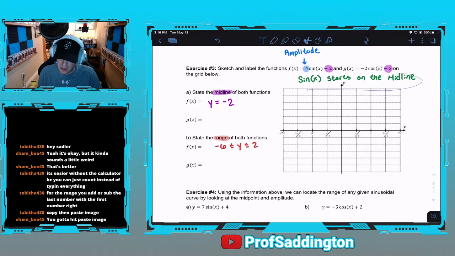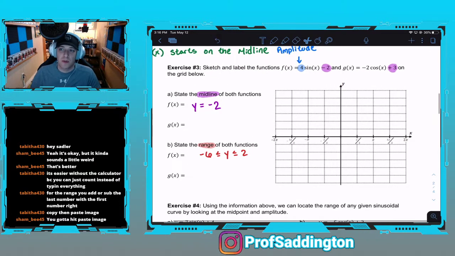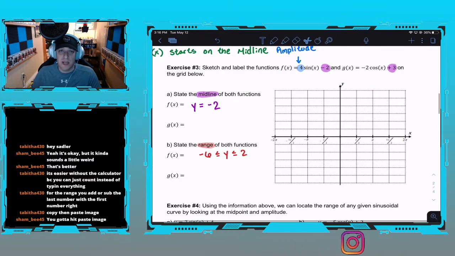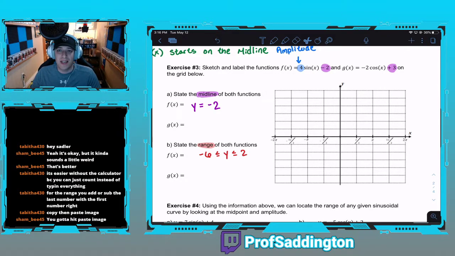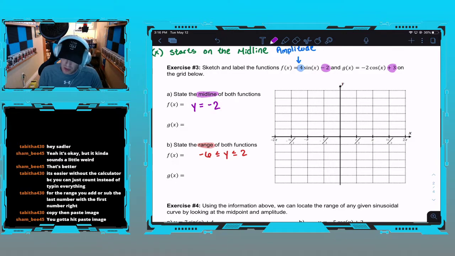I should have moved this down too. I'll just move that off to the side. So we have to figure out what the midline is. The midline is whatever the number is that you're adding or subtracting at the end of the function. So in this case, it is at positive 3. So I'm going to go up to positive 3, and I'm going to draw in a dashed line.